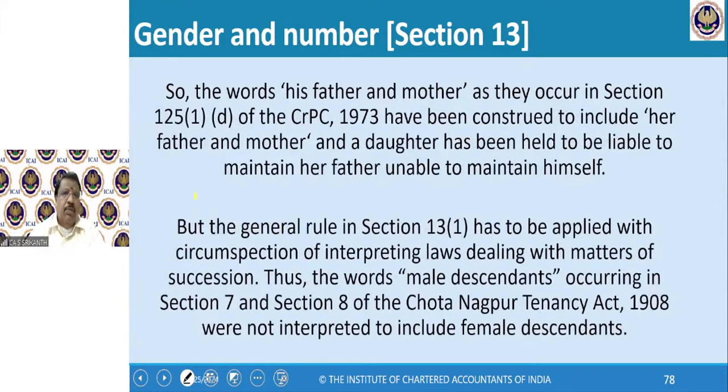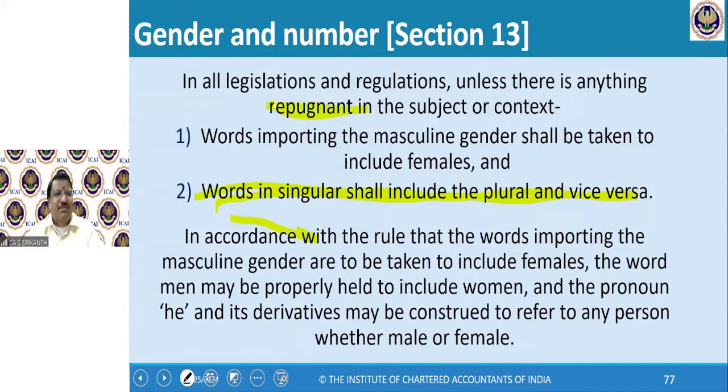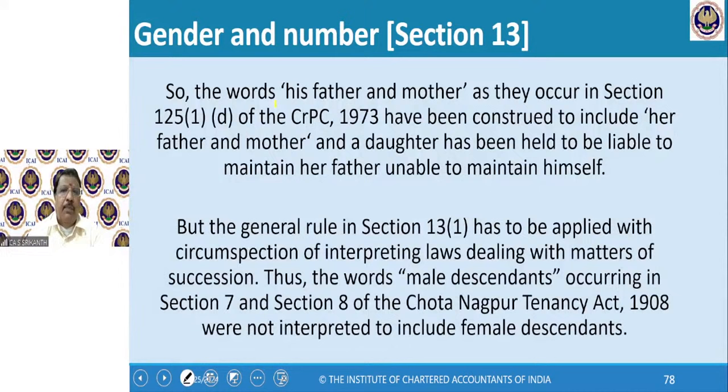But you have to be careful. The words should not be repugnant to the context. Repugnant means against, giving a wrong meaning like that. For example, the words his father and mother have been construed to include her father and mother. And a daughter has been held to be liable to maintain her father. So though it says his, it includes her also. But you cannot take it straight away and use it. Where the intention is clear, then you cannot bring it. So the words male descendants occurring in section 7 of the Chota Nagpur Act have been interpreted not to include female. So there, it depends on the context.